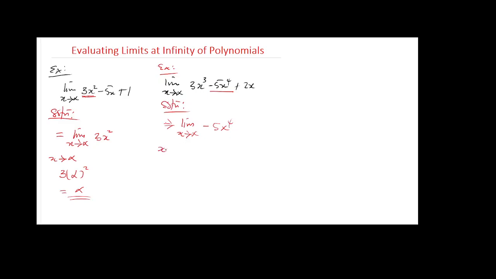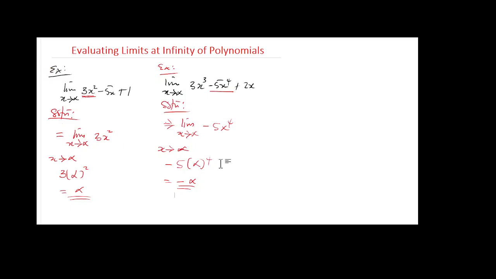As x approaches infinity, we do a direct substitution. We are going to have minus 5 multiplied by infinity raised to the power of 4, and infinity raised to the power of 4 is still infinity. Multiplied by minus 5 will give us minus infinity. This is the answer.